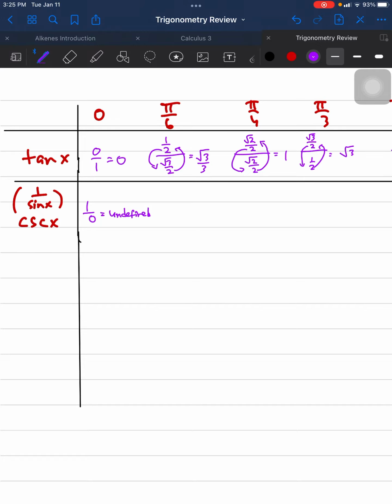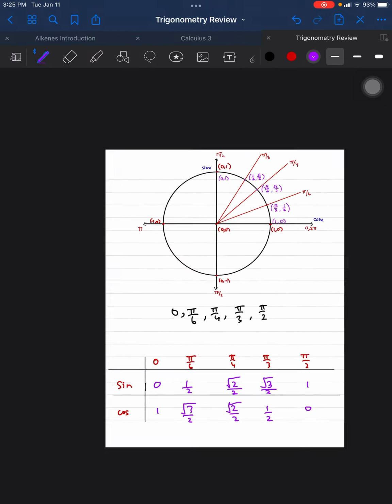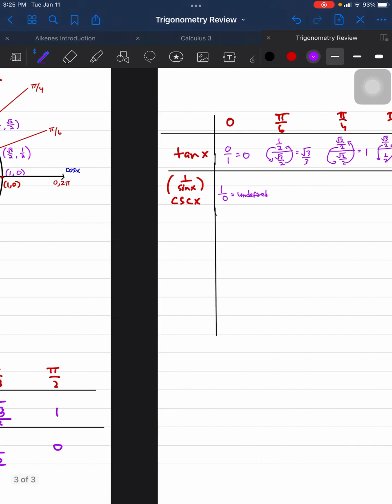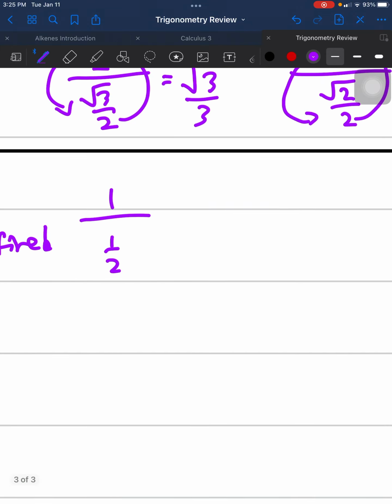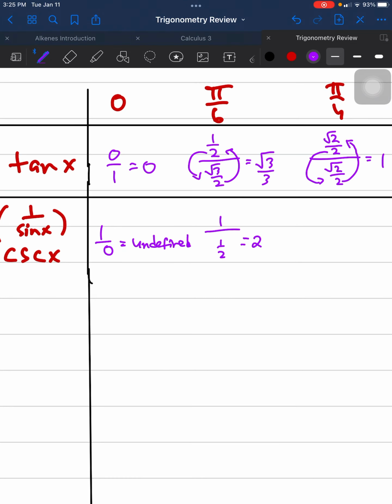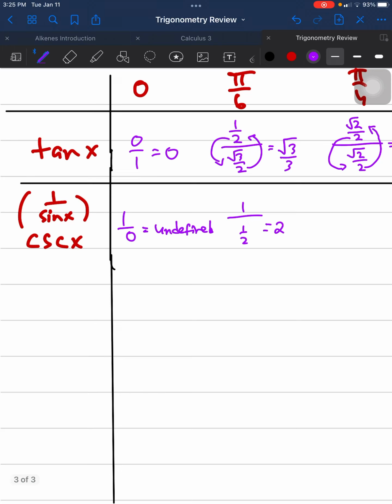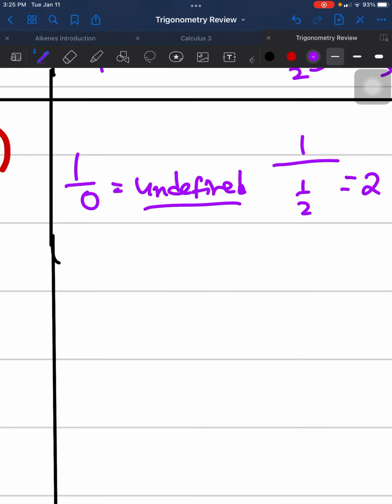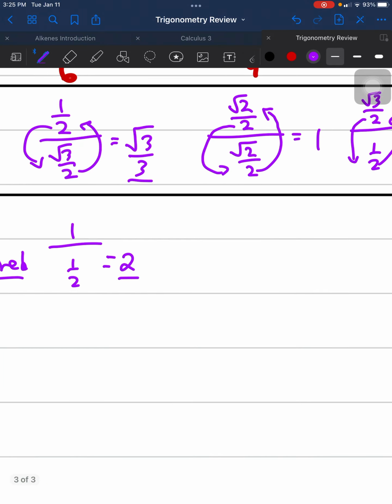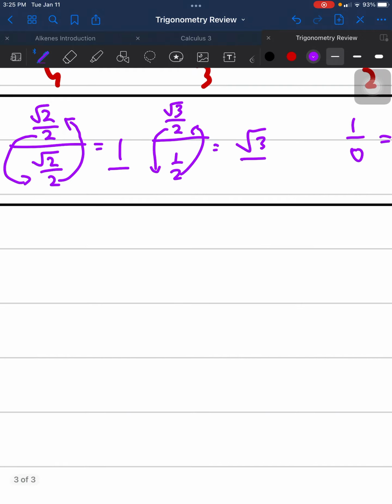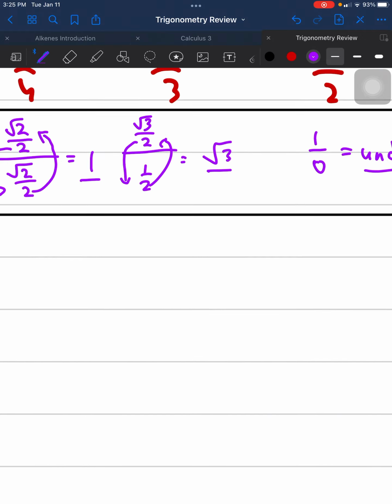Now at the angle pi over 6 right here, sine is equal to 1/2. So all we simply have to do is 1 over 1/2, and this gives us a value of 2. So at pi over 6, cosecant is equal to 2. So undefined and 2. Let me underline these values as well.